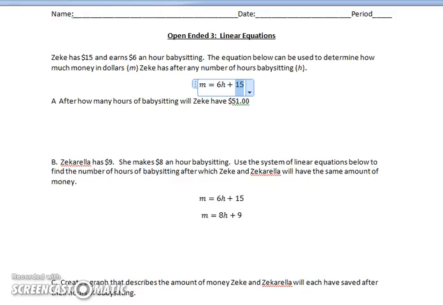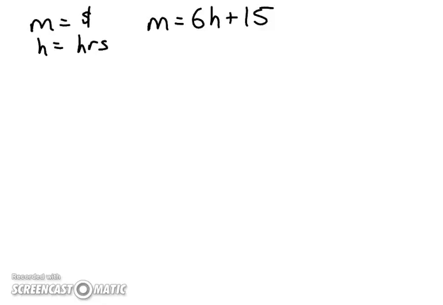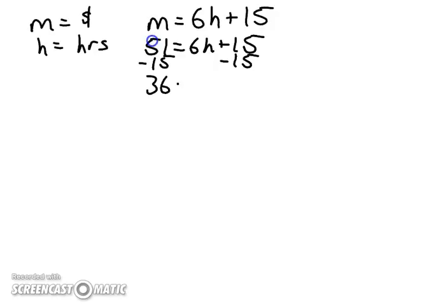In the problem, they tell us that they want to find how many hours it will take Zeke to have $51. Well, that 51 is an amount of money, so we're going to plug that 51 in for M. So 51 equals 6H plus 15. Subtract 15 from both sides as we work to get H alone. So 36 equals 6H, divided by 6, and H equals 6, for 6 hours.